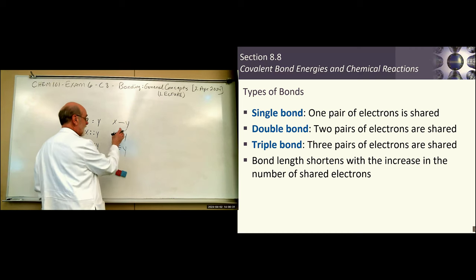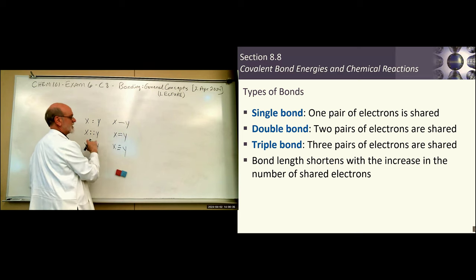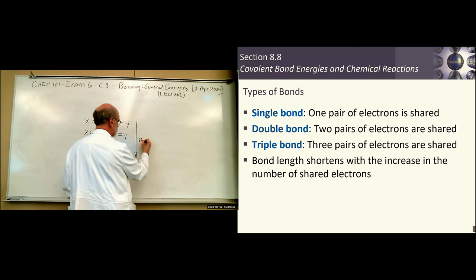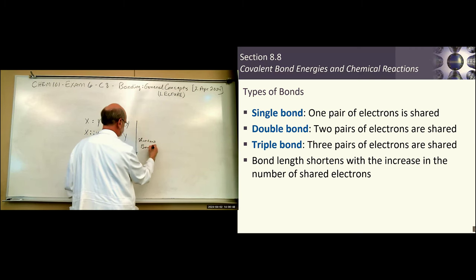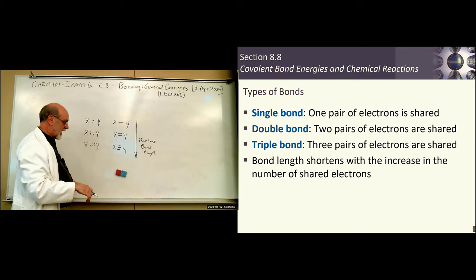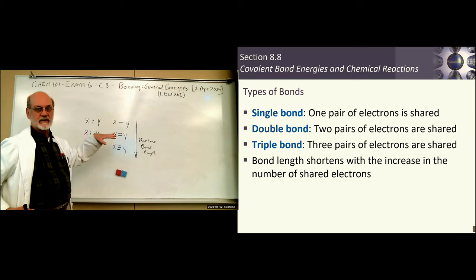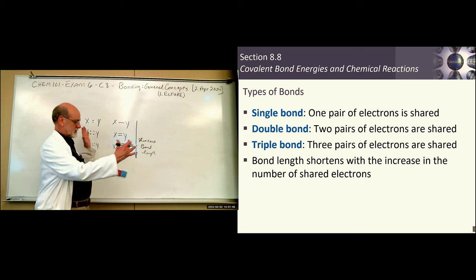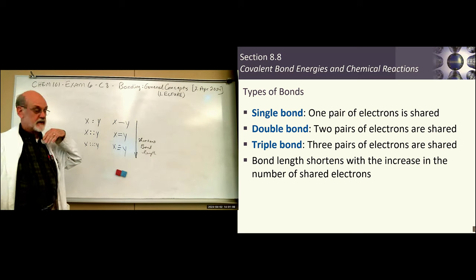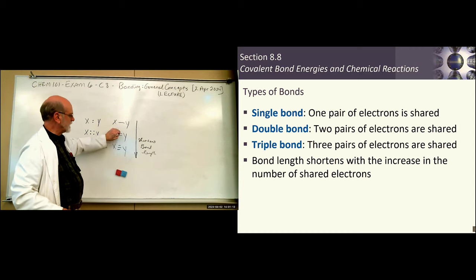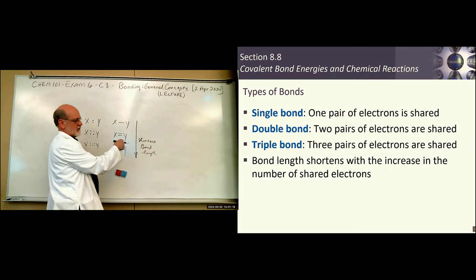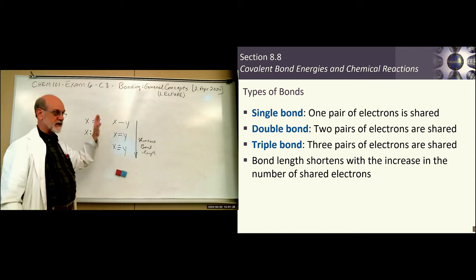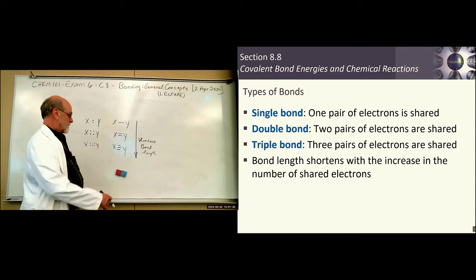What we also know is that if these are the same elements, well, actually, they don't have to be the same elements, in general, the bond length, this direction, shortens. And that also is correlated with the bond strength. So the double bond is stronger than the single, and the triple bond is stronger than the double. And the bond length decreases. Now, the decrease is not linear. In other words, if you go from a single to a double, the bond length does not shrink proportionally. Say this one is 0.8 nanometers. Then the double is not going to be 0.4. We're going to discuss eventually why that's not the case.